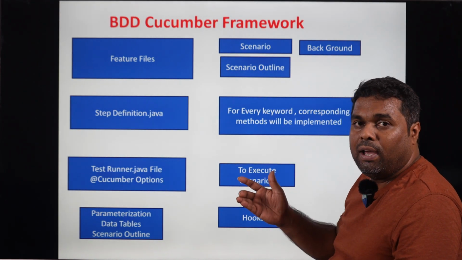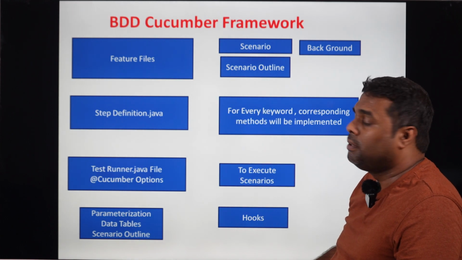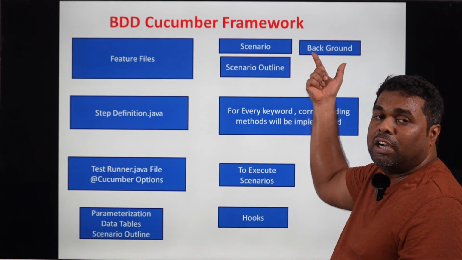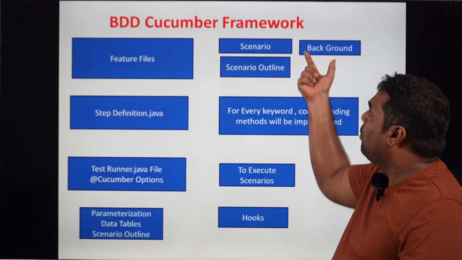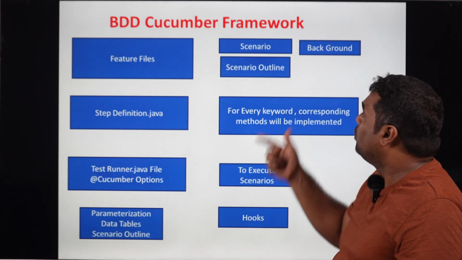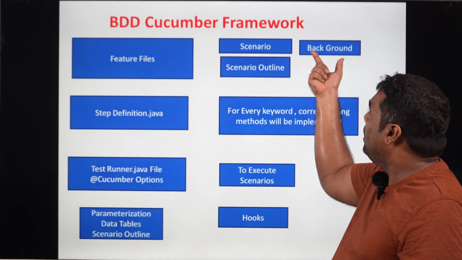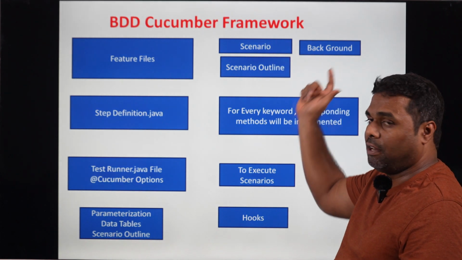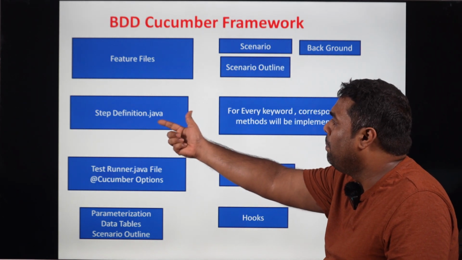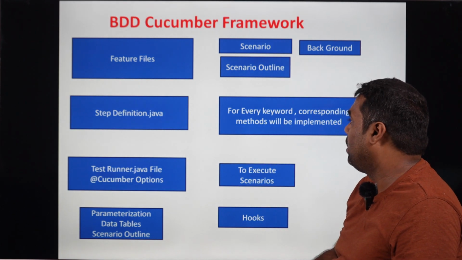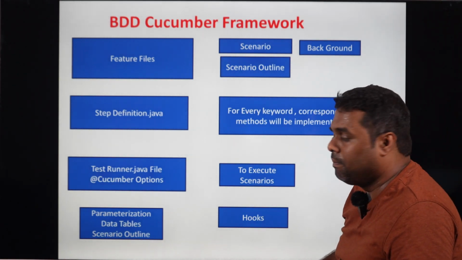In a feature file, if it contains multiple scenarios or scenario outlines, the Background keyword contains some common reusable steps which are executed first for every scenario or scenario outline. So we can say it contains common reusable steps which are executed first for every scenario. And each and every step is implemented in the step definition.java file. See, for every keyword, corresponding methods will be implemented.